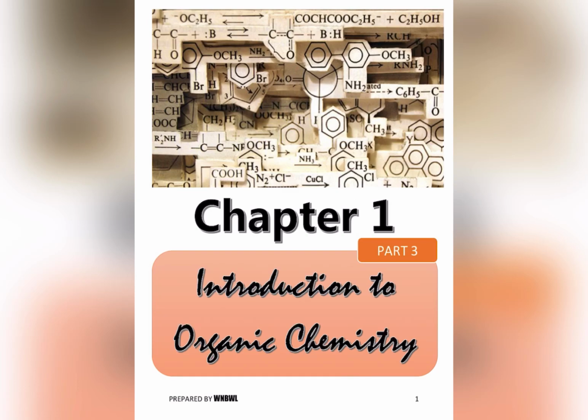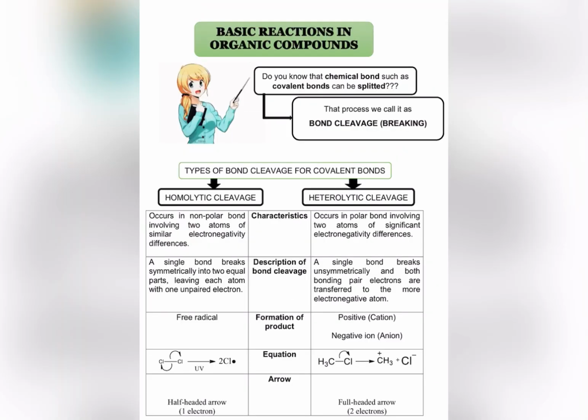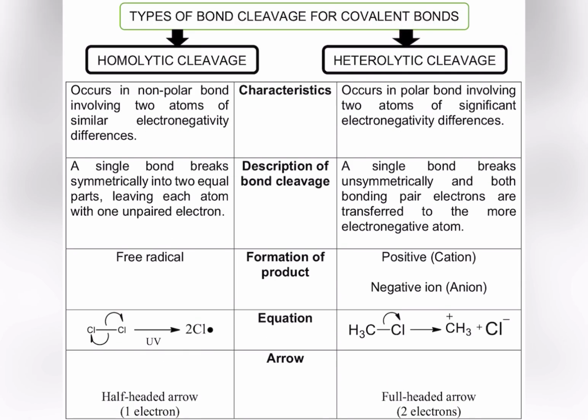Assalamualaikum and hello. Let's continue with the next part 3, Introduction to Organic Chemistry, where we are going to focus on reaction in organic compounds. For your information, chemical bonds such as covalent bond can be split, and we call that process bond cleavage, or another term is bond breaking. There are two types of bond breaking for covalent bonds. The first one is homolytic cleavage and the second one is heterolytic cleavage.